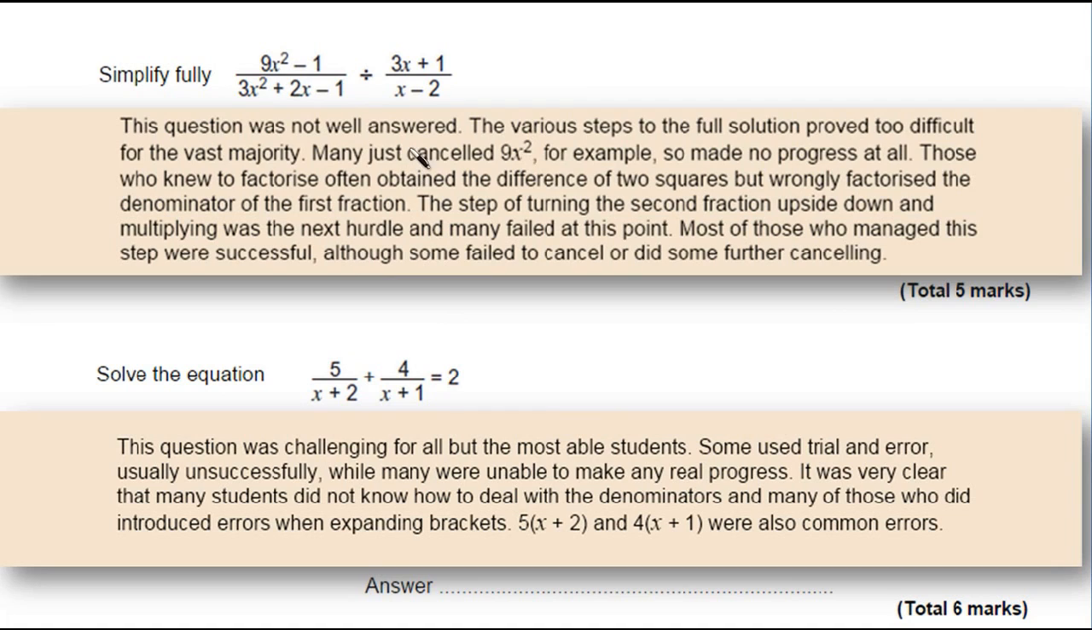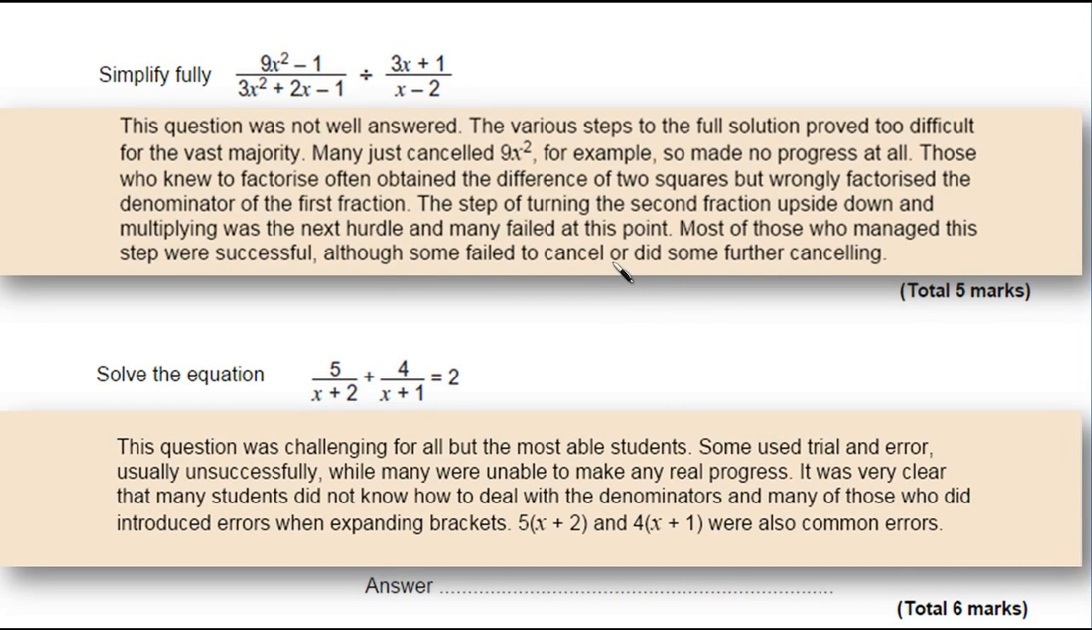The exam remarks say, first of all, this question was not well answered. The various steps to the full solution proved too difficult for the vast majority of candidates. Many just cancelled the 9x squared with the 3x squared here, so they made no progress at all, because obviously you can't do that when it's attached to another term here, so you can't simply cancel across here. Those who knew how to factorise often obtained the difference of two squares, so we'll have a look at that, but they wrongly factorised the denominator in the first fraction, so this expression here.